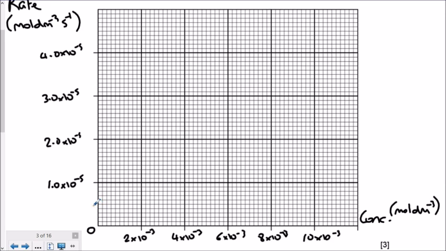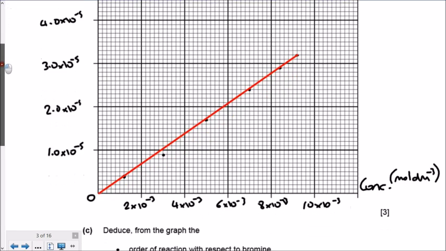Final thing I'm going to do is I'm going to actually plot the data, and then I'm going to add a line of best fit. I've now plotted the data points. Usually a mark scheme will allow you to be within one small square of where it should actually be. Finally I'm going to add my line of best fit. You can see I've now added a line of best fit, and I'm ready to move on with the rest of the question.